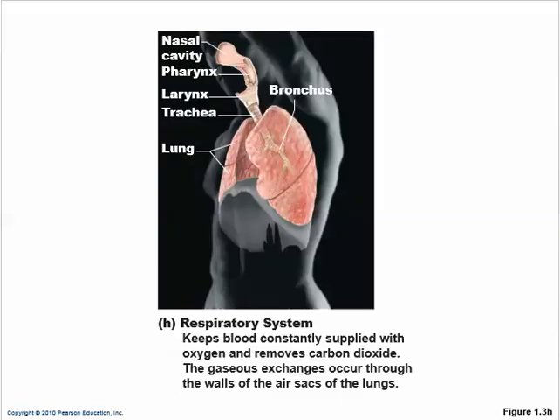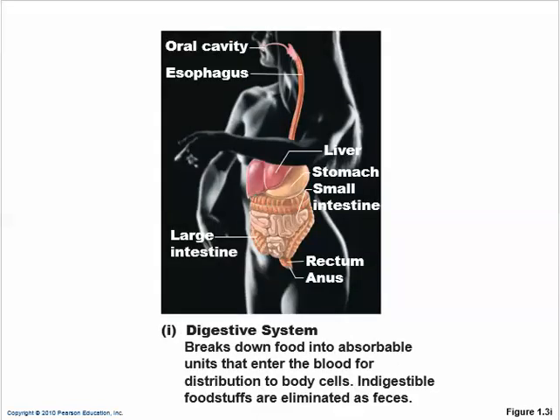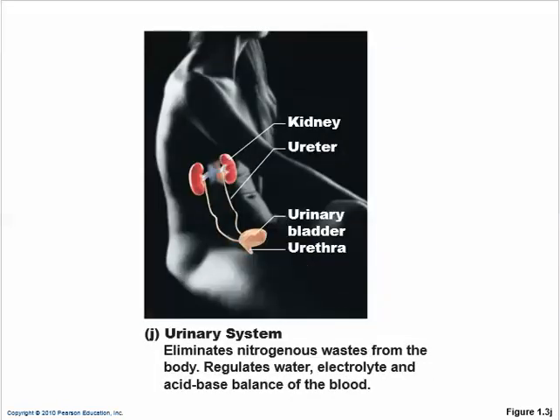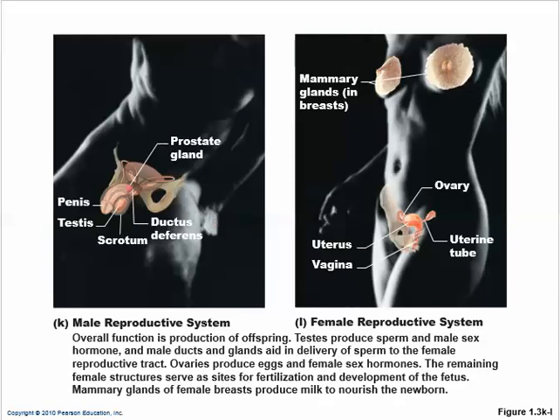Respiratory system, which is about supplying gases and removing waste gases. Digestive system, which is about supplying nutrients and nourishing. And then urinary system, which is about getting rid of stuff from inside of your body, waste products. Reproductive system for men and women is all about creating the next generation. These systems are all dealt with next semester.